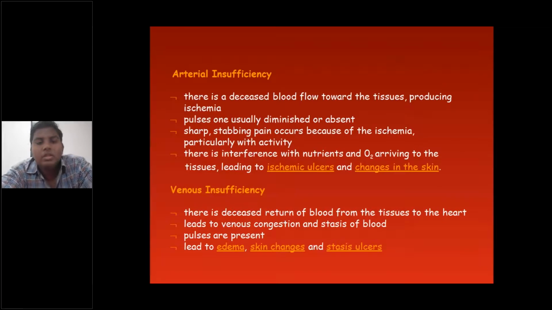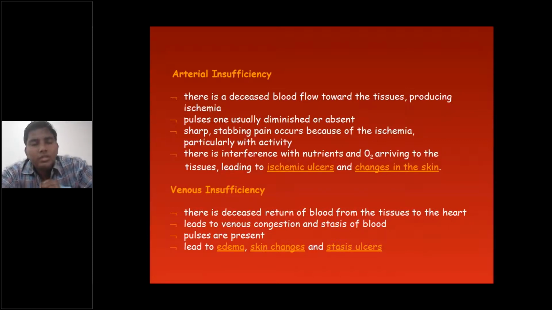So coming to the differences between arterial and venous insufficiency. Arterial insufficiency means decrease in the blood flow producing ischemia, so the patient starts experiencing ischemic pain. So obviously the involved vessels are arteries. The pulses are usually diminished or absent. On the contrary, in venous insufficiency, pulses are present.